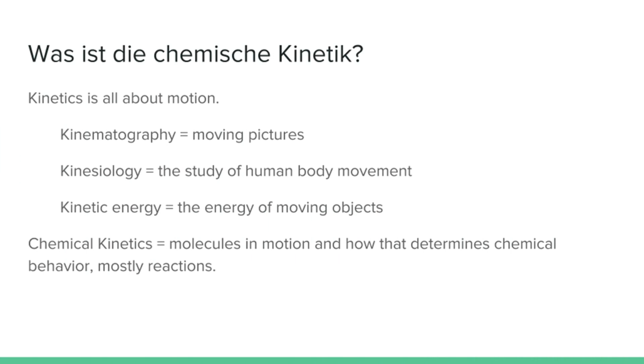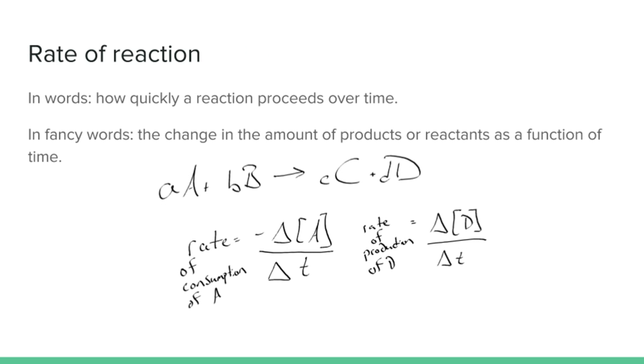And then kinetic energy, of course, is the energy of moving objects. So chemical kinetics is all about how particles, objects, molecules, and atoms move, and how that determines and affects chemical behaviors, mostly when you are talking about chemical reactions. So let's talk about the rate of a chemical reaction.